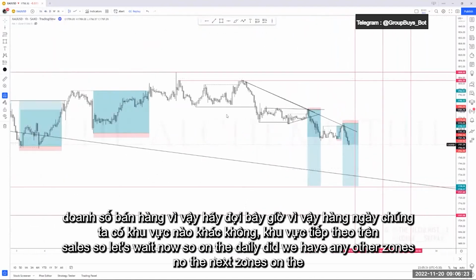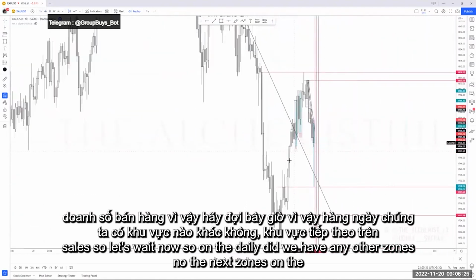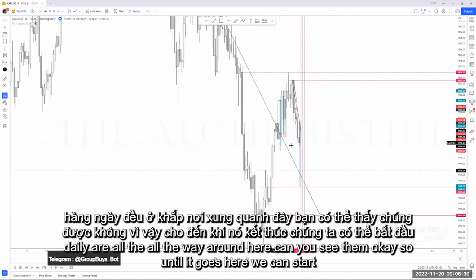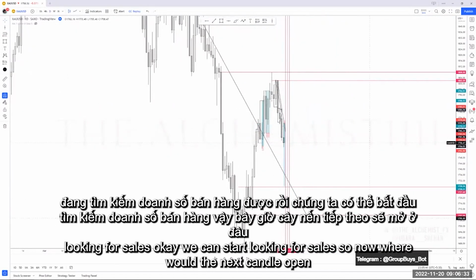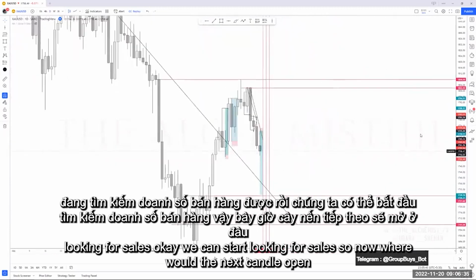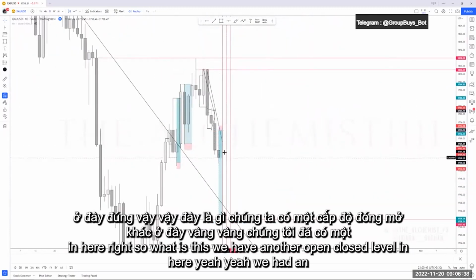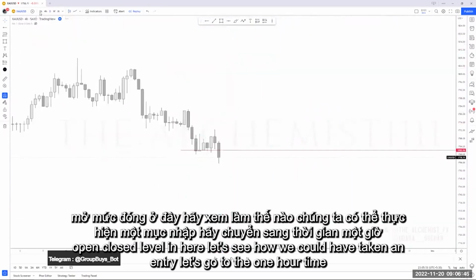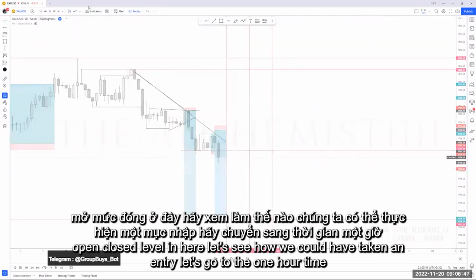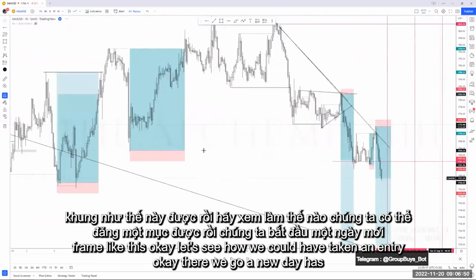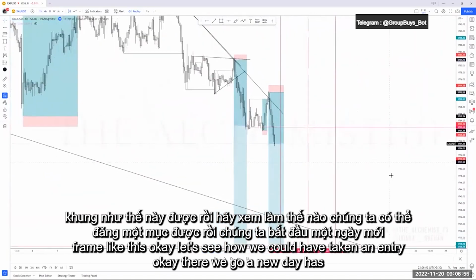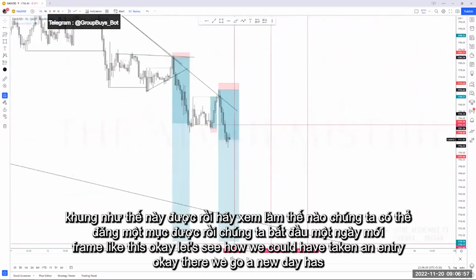So let's wait now. So on the daily, did we have any other zones? No. The next zones on the daily are all the way around here. Can you see that? Okay, so until it goes here, we can start looking for sells. So now, where would the next candle open? In here, right? So what is this? We have another open close level in here. Let's see how we could have taken an entry. Let's go to the 1 hour time frame.